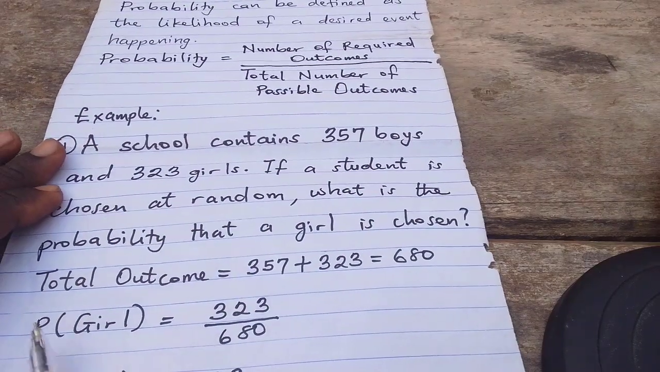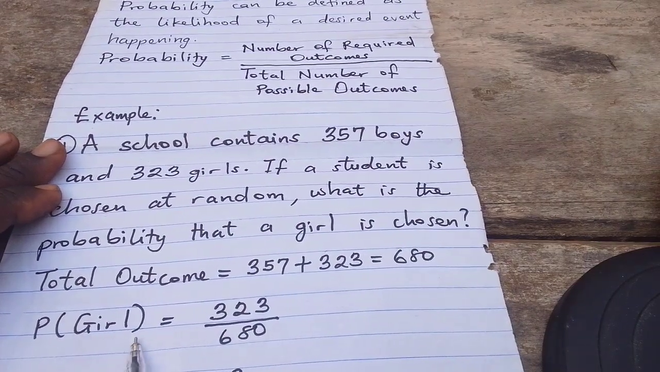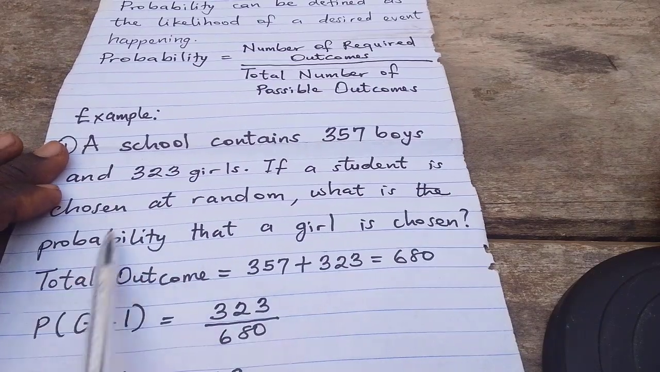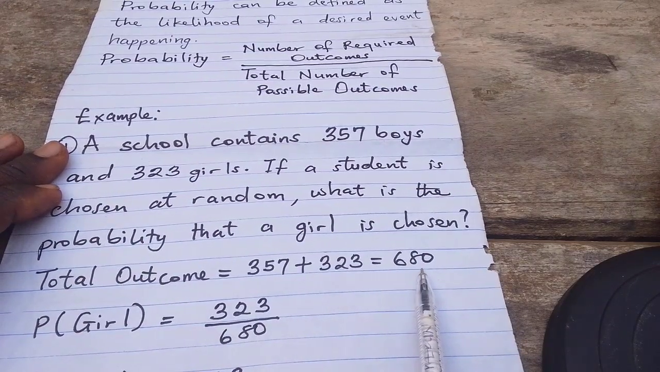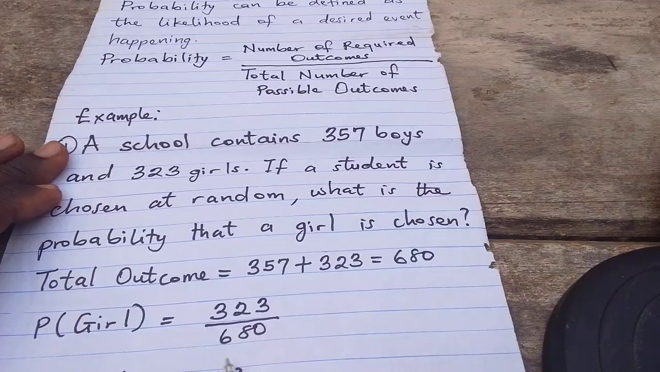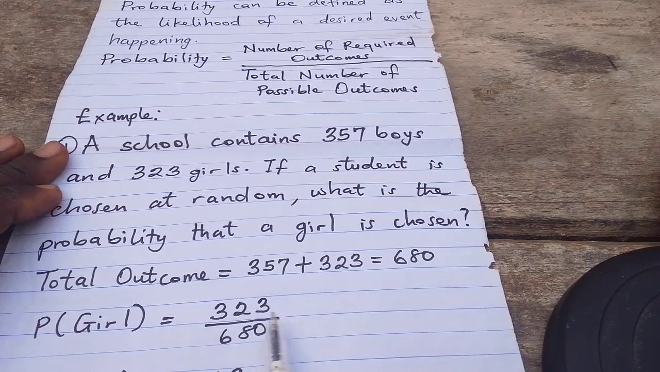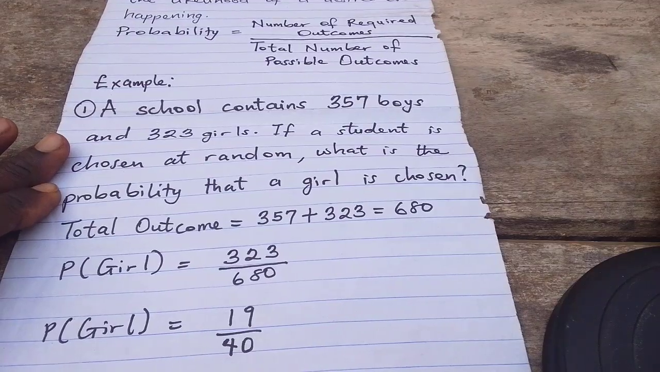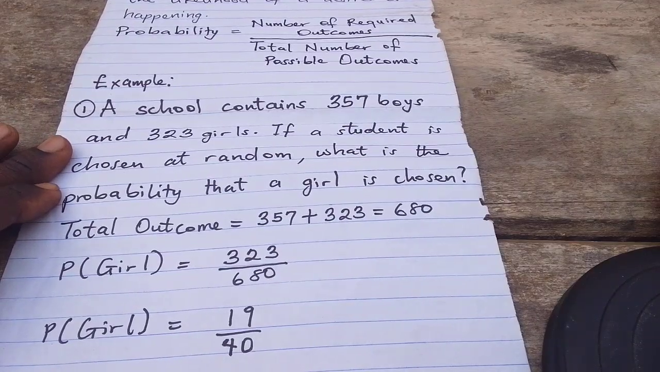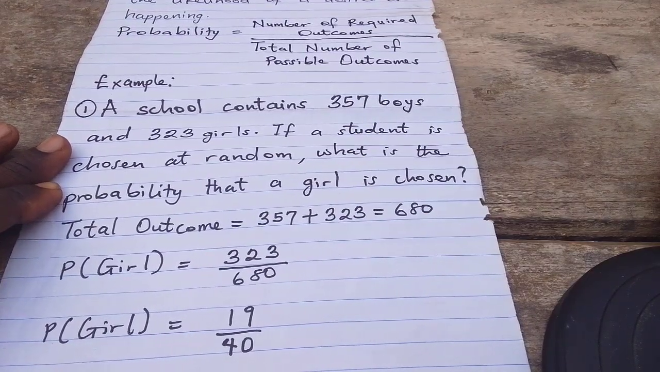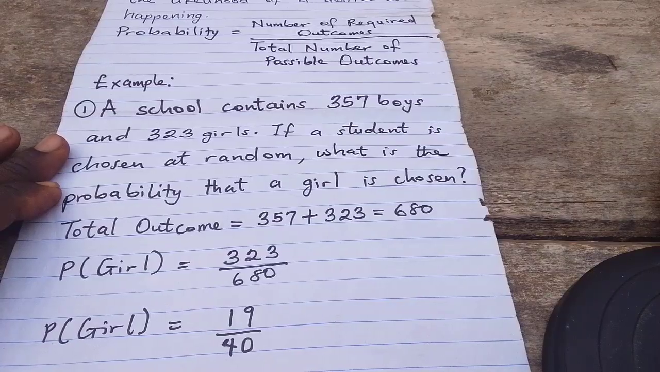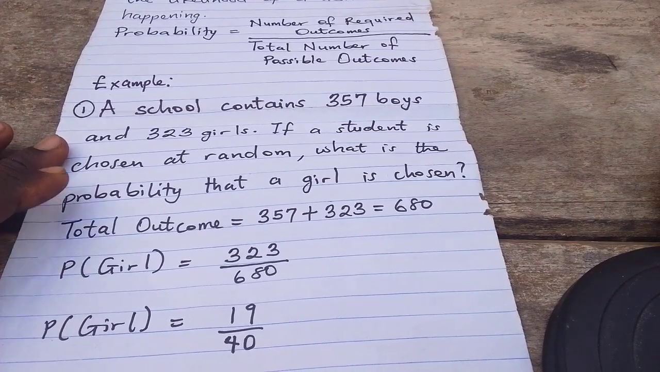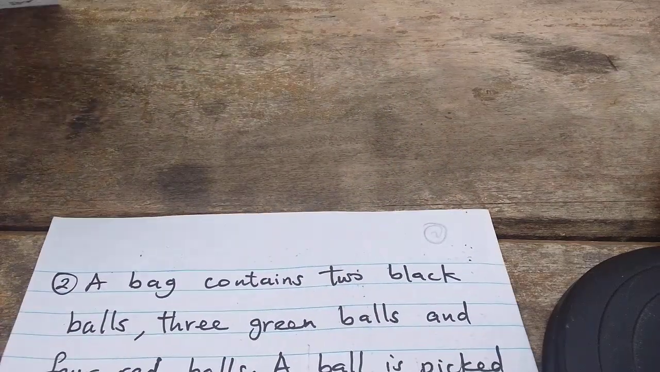So the probability of picking a girl will be 323, which is the number of the girls, over the total number of students, that is 680. When you reduce this to the lowest terms, you get 19 over 40. So the probability of picking a girl in the school is 19 over 40. Now let's look at another example.